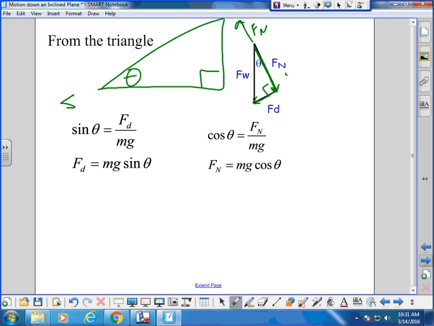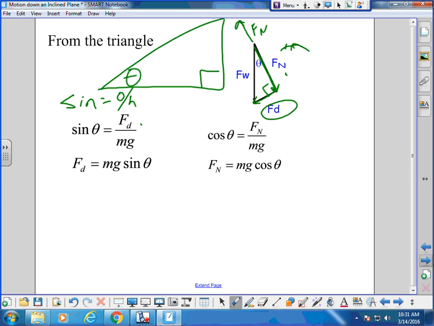Sine is opposite over hypotenuse. What's the opposite? Here's the theta. So the opposite side is FD. Sine theta is FD over the hypotenuse. What is the hypotenuse?